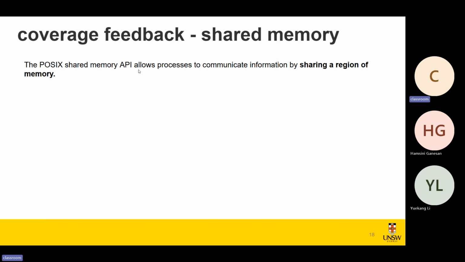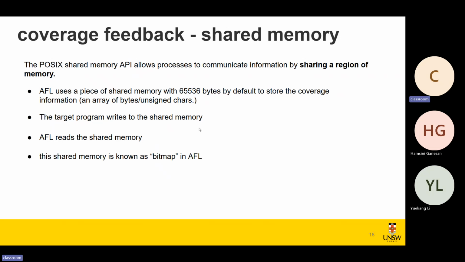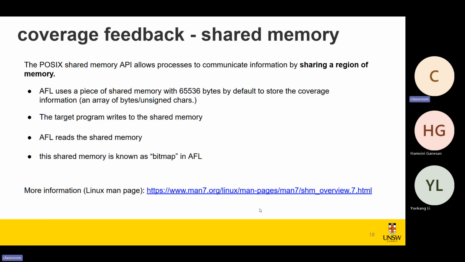So in Linux-like systems, they have the shared memory API to share. It's basically, as indicated by the name, a piece of memory that is shared between two processes. So AFL uses a shared memory of this many bytes to store the coverage information. So you can consider it as an array of bytes or an array of unsigned characters. So the target program will write to the shared memory, will write to this array of bytes. And then AFL will read from the shared memory. And the shared memory is also known as bitmap in AFL. There is more information about this shared memory mechanism in the Linux man page.